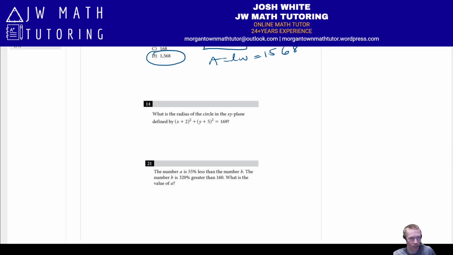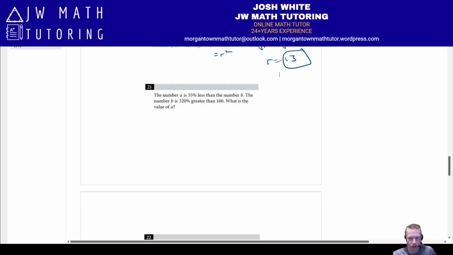Next up, number 14. Here, again, this is a very straightforward question. This is the equation of circles in standard form, which of course we know is equal to r squared. Therefore, what's the radius? Well, if r squared is 169, the radius will just be the square root of that, which will be 13. So the correct answer you'd type in here is just 13, and that's it.